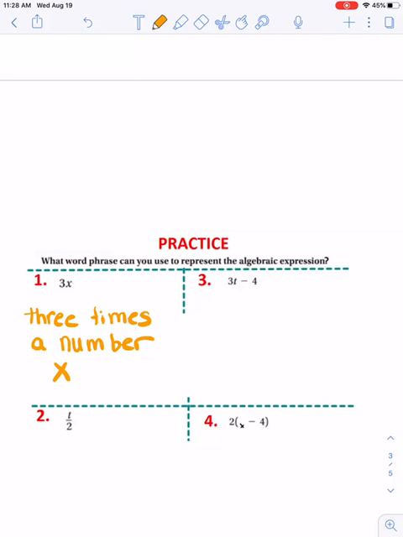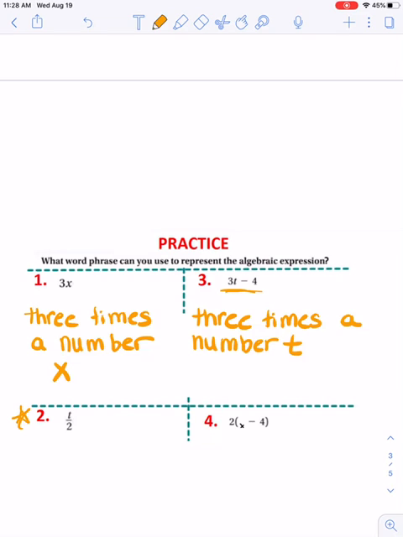Number 2, I'm going to have you try that one on your own. But if we look at number 3, there's a little bit more to it, but just go left to right. So first off, I see 3 and t, again touching. So it's very similar to 1. I'd say 3 times a number t. Right, that's my variable in this case.